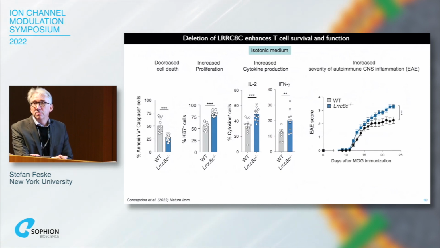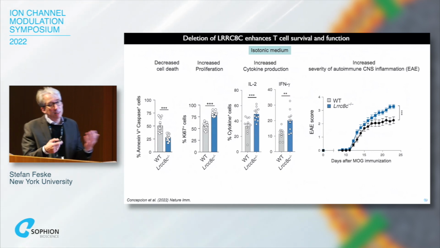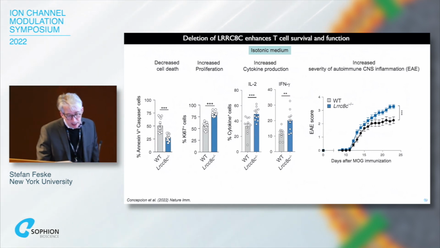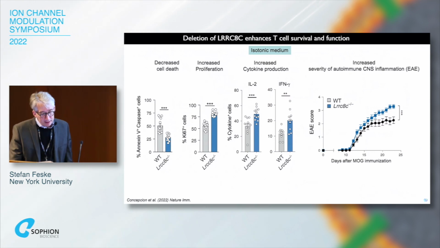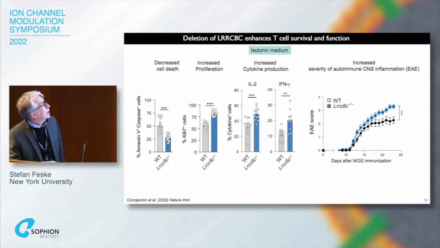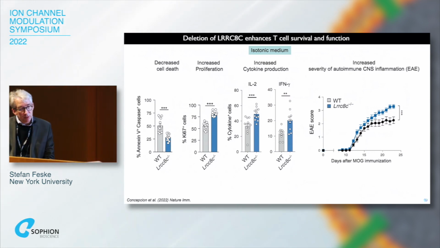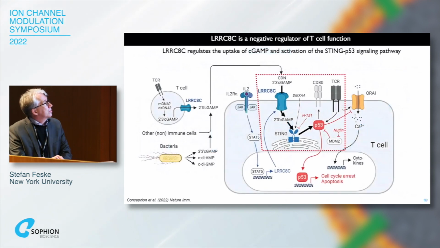This is the EAE model of multiple sclerosis. If you knock out LRRC8C, the mice get more sick. They have more CNS inflammation. So clearly, this is a negative regulatory pathway. But why? And again, I'm not showing you data. I'm just showing you the summary cartoon.